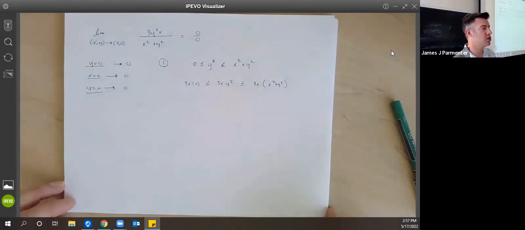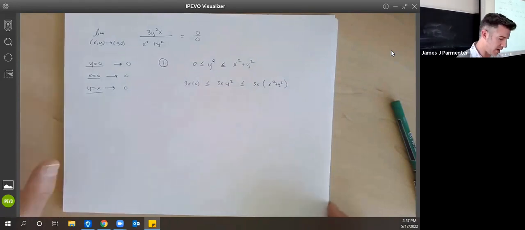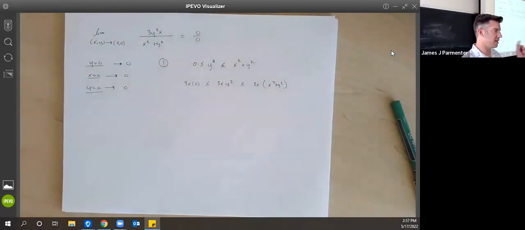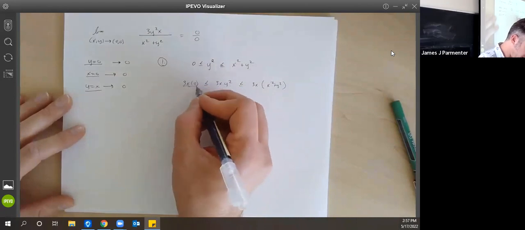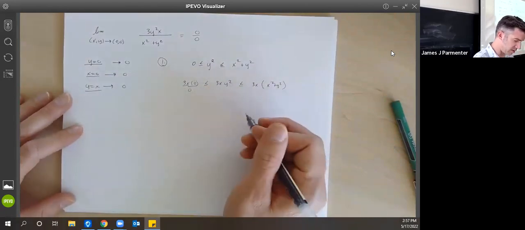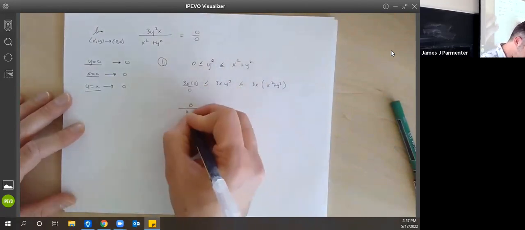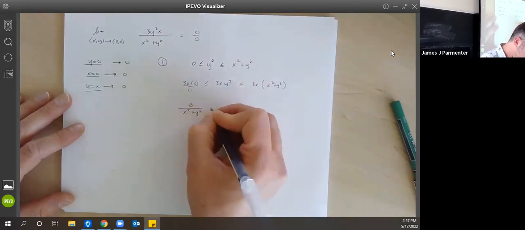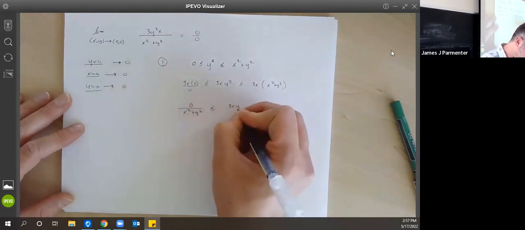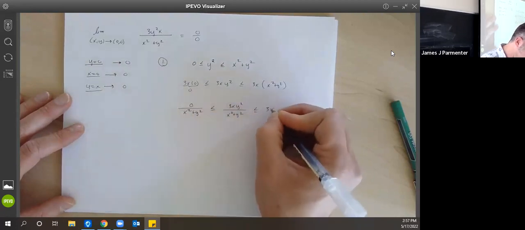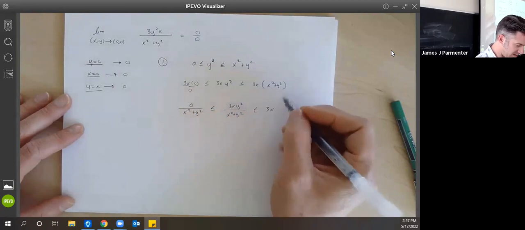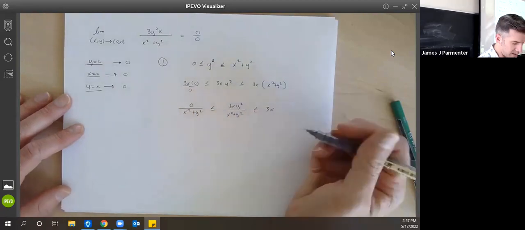I suppose I should point out that if x were negative, we'd have to flip the direction of the inequalities, but we're not going to worry too much about that because it's not going to matter. And then that's obviously 0. And now I'm going to divide everything by x squared plus y squared. So 0 divided by x squared plus y squared is less than or equal to 3x times y squared divided by x squared plus y squared, which is less than or equal to 3x times x squared plus y squared divided by x squared plus y squared, which I'm not going to write down.